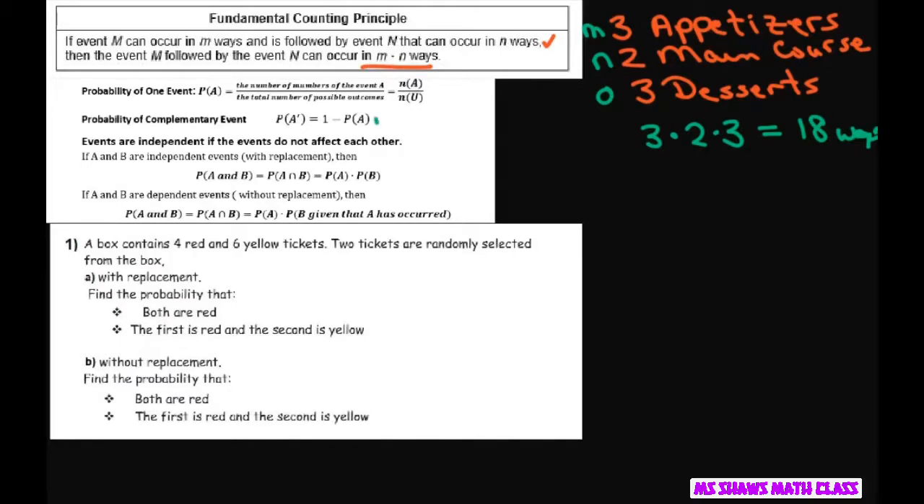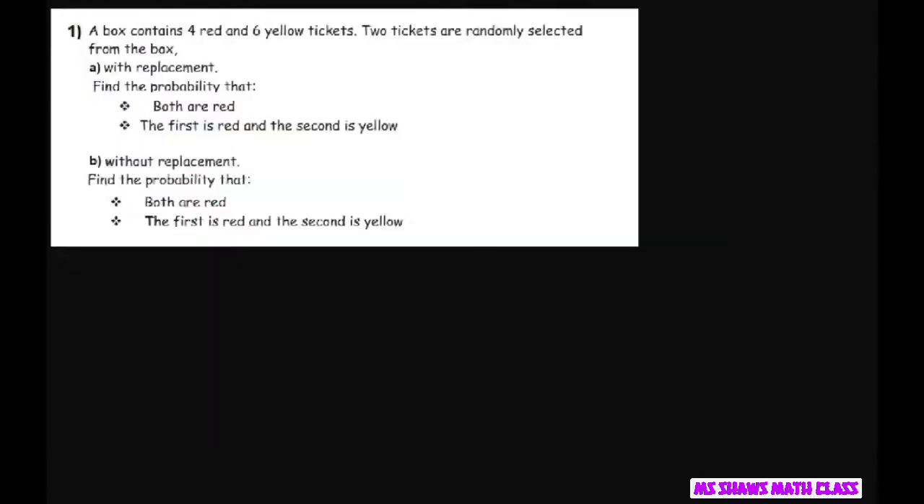We're also going to talk about the complementary event. And we already talked a little bit about this. So if they do not affect one another, that means you do replacement. If they're dependent, that means without replacement. And it's written like this and this. So let's look at the first example.